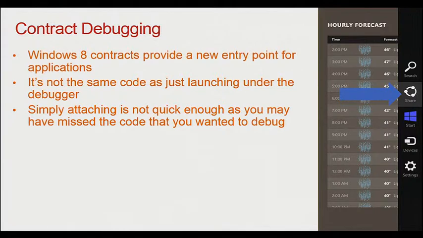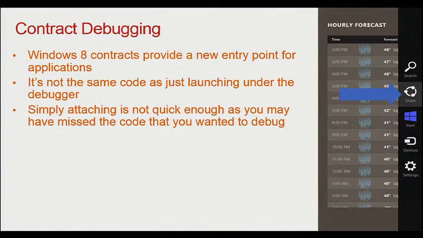So you can be in an app, and then you can select some content from that app, and then do a search using your secondary app. So what's the challenge there when it comes to debugging? It's not the same if you are writing an app that implements a contract. If your app knows how to share, for example, it's not just like launching your app. There's a specific entry point that it's going through, and you can't just launch under that entry point.